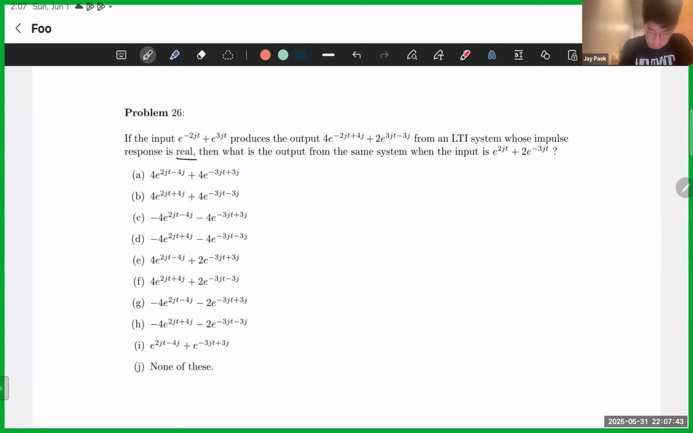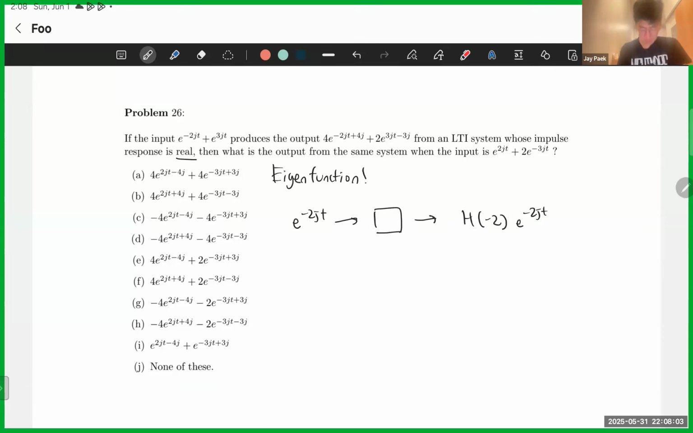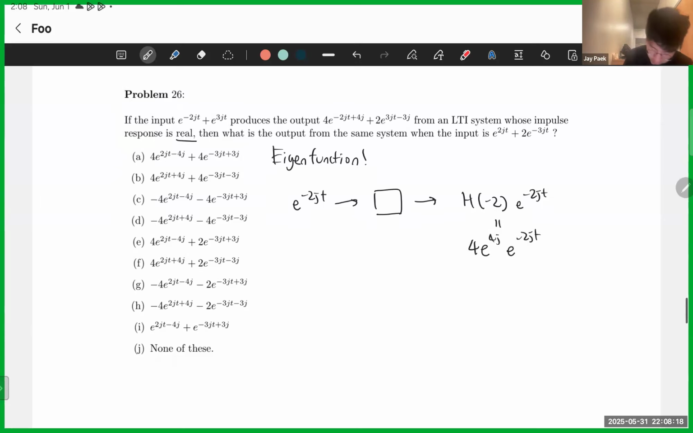We know that if I input this, by eigenfunction, then it has to be some number followed by e to the negative 2jt. And what we observe is, wait a minute, isn't that literally just that? We have 4 e to the j, e to the negative 2jt. Well, what do you know? That was very easy. We just found h of negative 2.